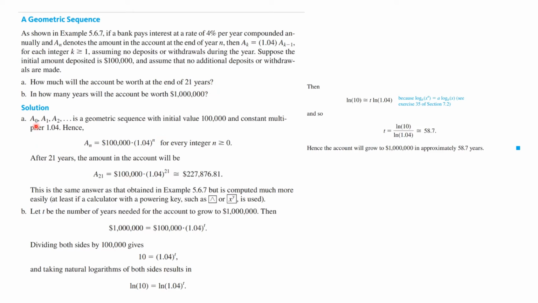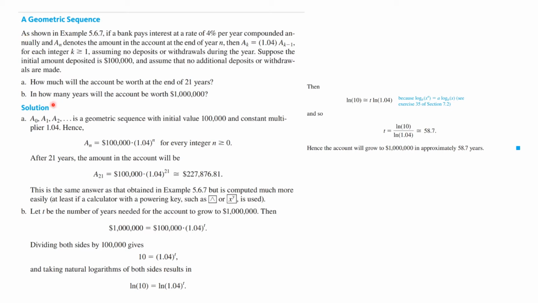Okay, well, here's the sequence: a0, a1, a2, all the way up, and this is a geometric sequence. That's the initial value, and the constant multiple is this. So we know from the previous discussion that a_n is equal to 100,000 times 1.04 raised to the nth power. Now after 21 years, we just plug 21 in there, and we'll find out that this is the amount of money that is in the account.